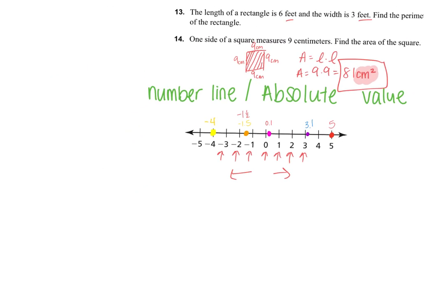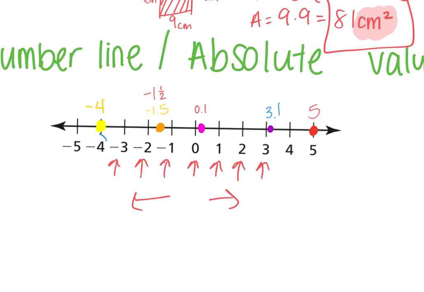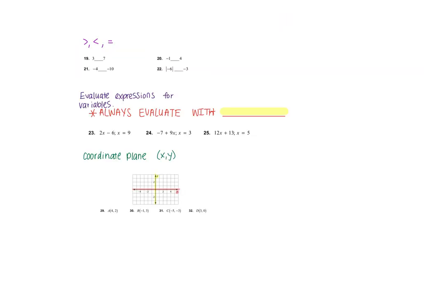All right. So -4 would be over here, right? -10 is somewhere down over here, way past it. Numbers to the right on the number line are larger than numbers to the left. So if we go back, moving on.